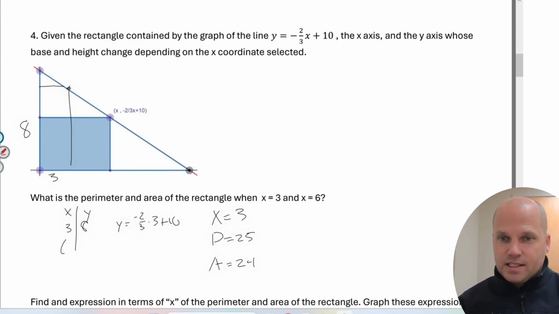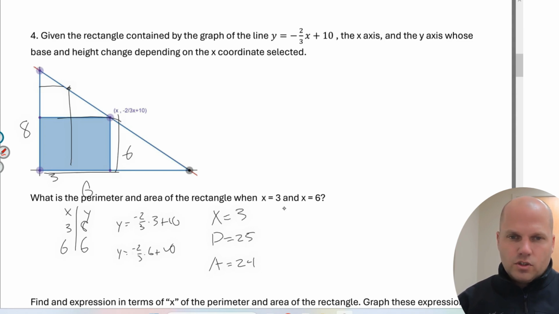If x is 6, then y equals negative 2/3 times 6 plus 10. 6 times negative 2 divided by 3, or 6 divided by 3 is 2. This is 4, and this is going to be 6. Okay, so this will be 6, 6. So we have this square, 6 by 6, whose perimeter is 4 6s. Ooh, cool. Perimeter is decreasing. The area is 36.